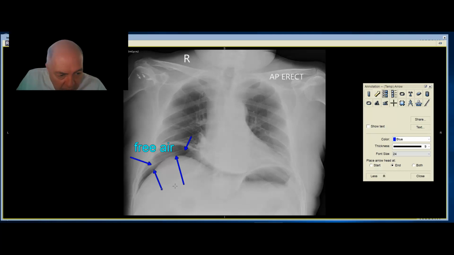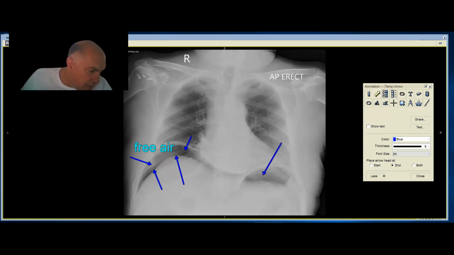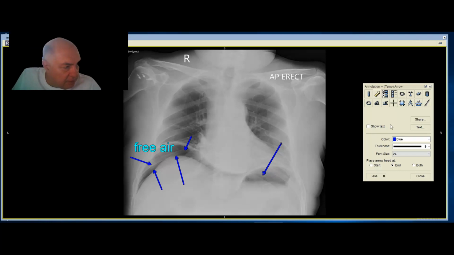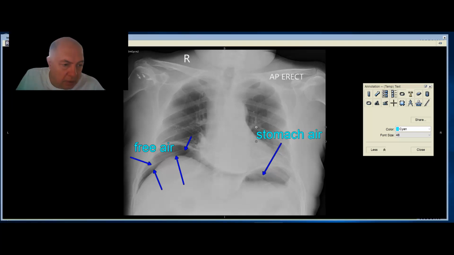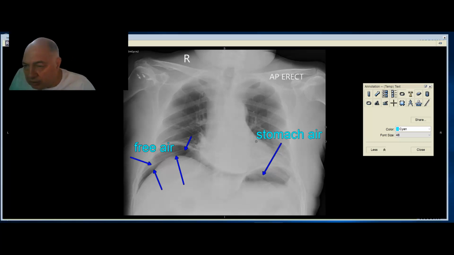So that's the dome of the liver. That there is normal air in the stomach. Now, when you see free air below the diaphragm, that usually means perforation, so you should do an X-ray of the abdomen.